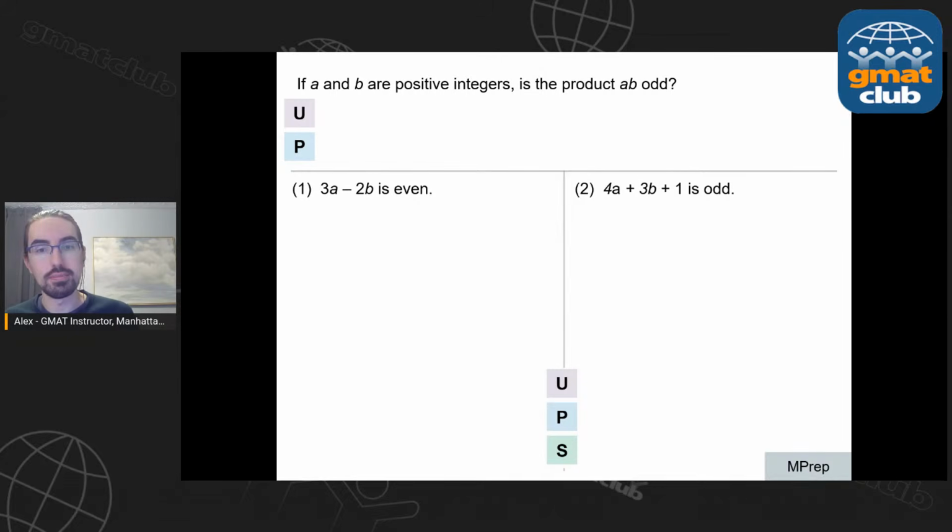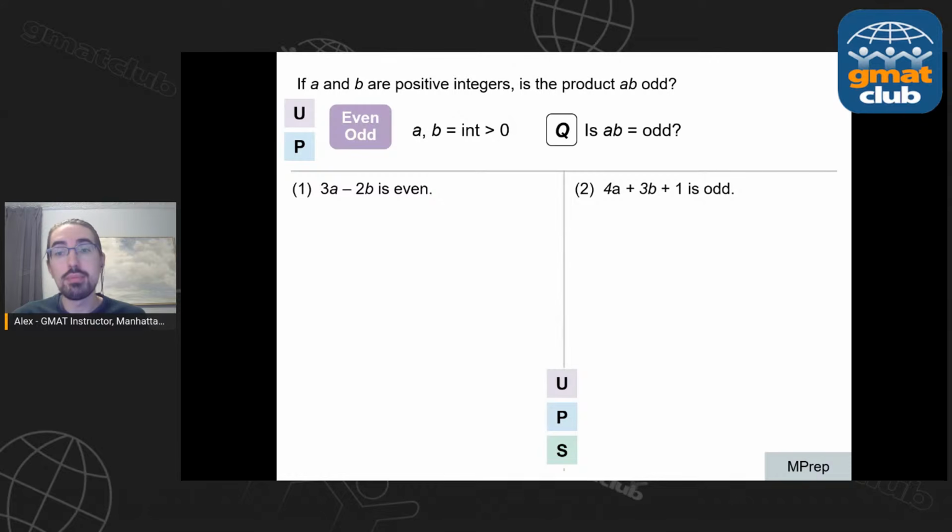The goal here is to be able to translate this, right? Know the code. We're asking about even and odd. Obviously, we have A and B. They are positive integers. And the question is: is A times B odd? It's a yes or no question.